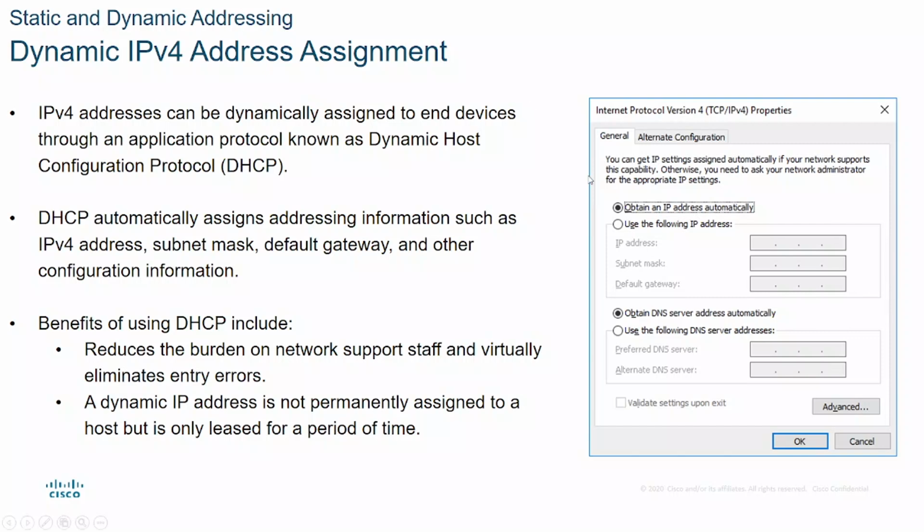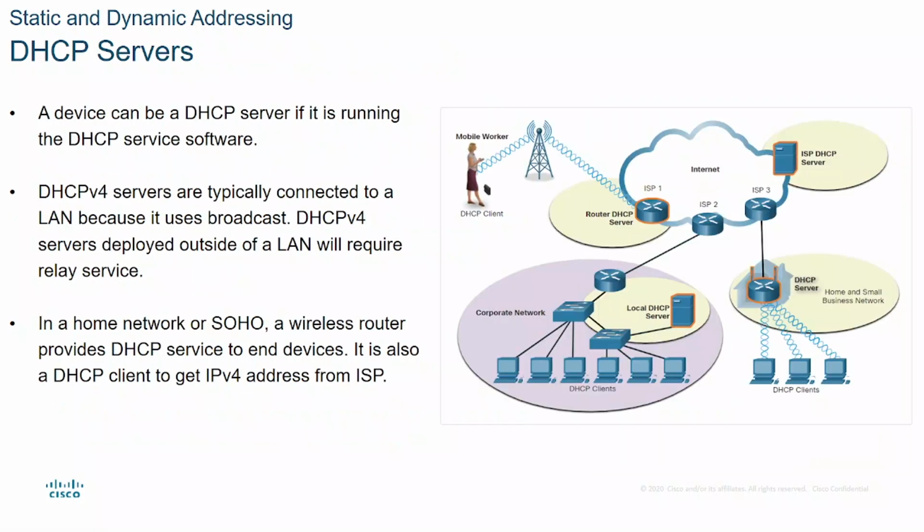To set that up, you just need to open your IP protocol settings. I've shown us before how to access this. Once you click on obtain IP address automatically, this is already using the Dynamic Host Configuration Protocol. So now there are DHCP servers, which run on networks. A device can be a DHCP server if it's running the DHCP service software. It's the DHCP service software that enables a device to act as a DHCP server.